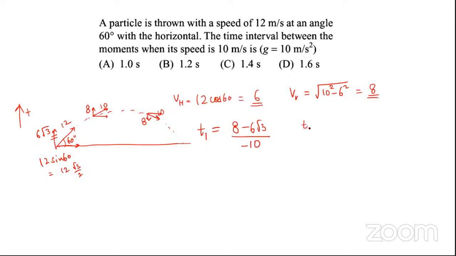So yeah, but then the answer didn't make sense. Alright, let's see. And t2 will be minus 8 minus 6 root 3 upon minus 10. Now what we do is we do t2 minus t1, and that will give us, the 6 root 3 cancels out. That will give you 8 by 10 into 2, that is 16 by 10, that is 1.6 seconds.